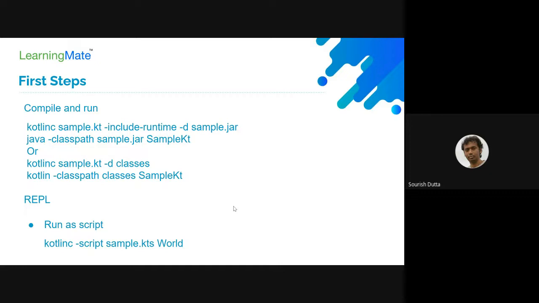Kotlin can also have another file structure, which is a Kotlin script. With a Kotlin script, you can compile the source code, give the script name, and run it as a script as well, with the extension .kts. You can run Kotlin by integrating the Kotlin SDK into your IDE, and it is also supported in IntelliJ.